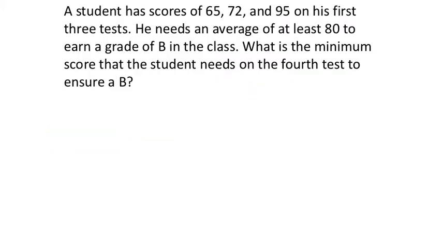A student has scores of 65, 72, and 95 on his first 3 tests. He needs an average of at least 80 to earn a grade of a B in the class. What is the minimum score that the student needs on the 4th test to ensure a B? I kind of joke around about this because in this class we have homework and quizzes and stuff. But I know in another class they're like, if you got the 4 tests and that's it, right? So this is kind of how it works.